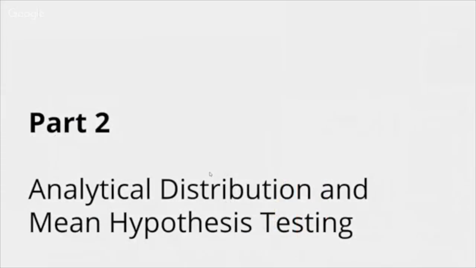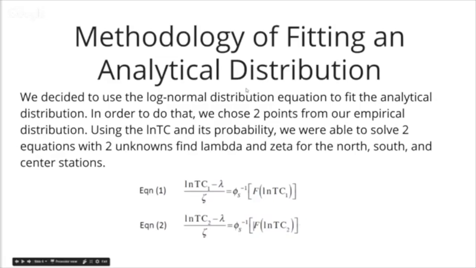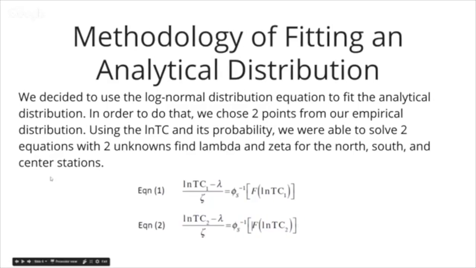Part 2, analytical distribution and mean hypothesis testing. Methodology of fitting an analytical distribution. We decided to use the lognormal distribution equation to fit the analytical distribution. In order to do that, we chose 2 points from our empirical distribution, and using the natural log of TC and its probability, we were able to solve 2 equations with 2 unknowns to find lambda and zeta for the north, south, and center stations using this equation.